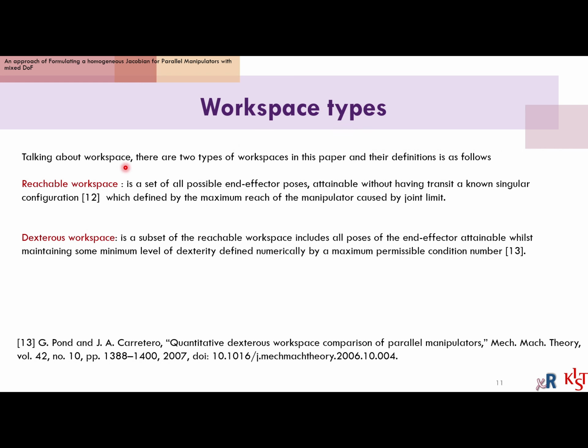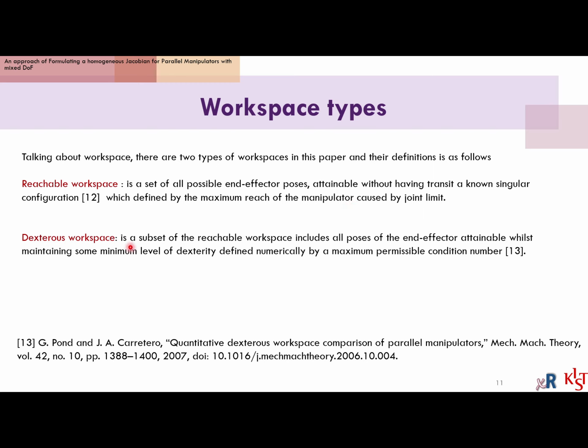Talking about the workspace, there are two types of workspace in this paper, and their definitions are as follows. One is the reachable workspace and the other is the dexterous workspace. The reachable workspace is the set of all possible end-effector poses attainable without transit and in non-singular configurations. This can be defined by the maximum reach of the manipulator caused by the joint limit.